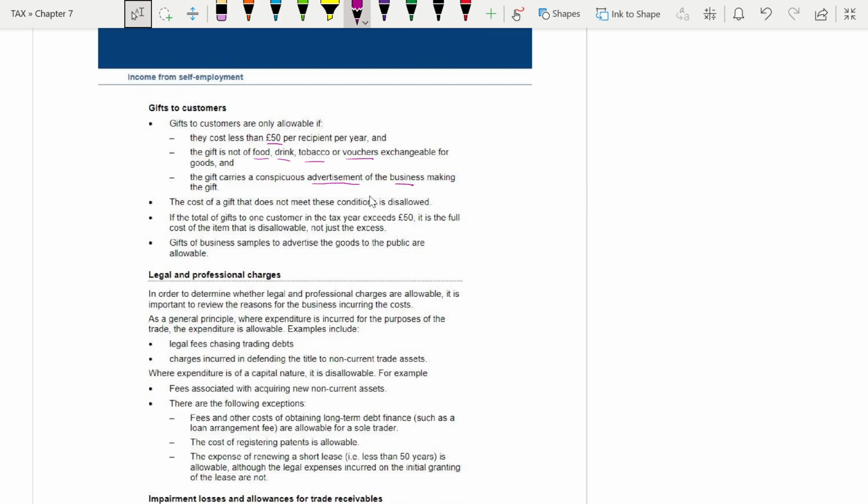The cost of a gift that does not meet the conditions is disallowed. If the total gifts to one customer exceed 50, the full cost of the item is disallowed, not just the excess, the full amount, okay? It is more than 50. Gifts of business samples, to advertise the goods to the public, are allowable.